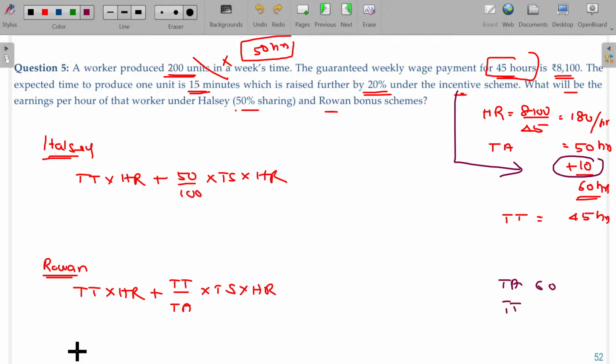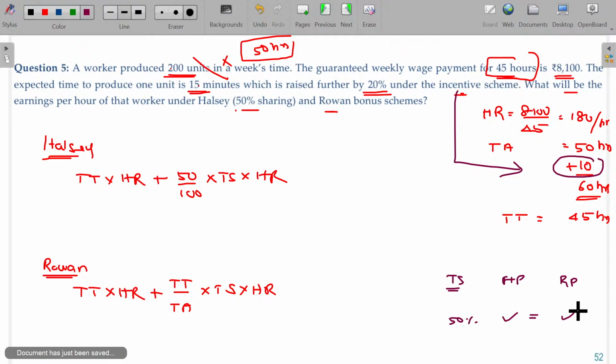That's a very, very important one. If time saved is 50%, under the Halsey plan and the Rowan plan, you will get the same salary. Same salary. Both are the same. Isn't it? Logically.